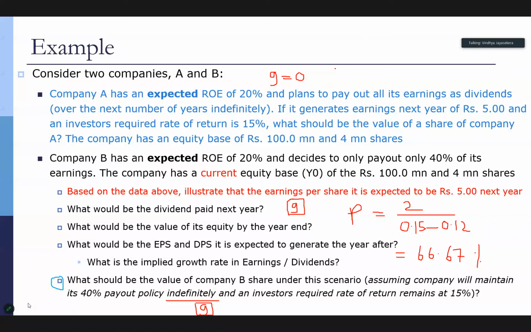Because when we did our calculations, the price of company A equals dividends of 5 rupees, which equals earnings, divided by R, where G was 0 and R is 15%. So this company is only worth 33.33 rupees, right? Not 66.67 rupees. But do you see the difference?